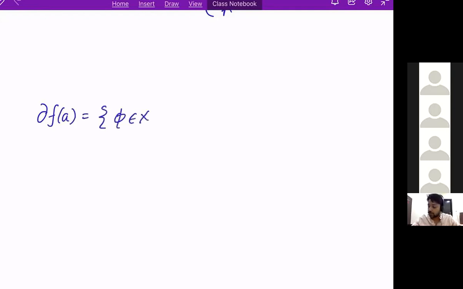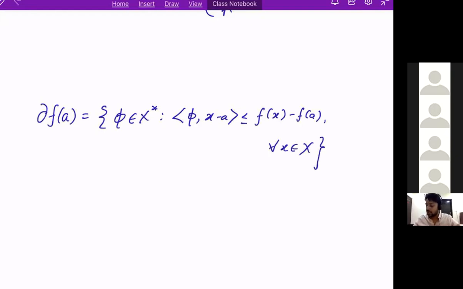So if you recall the definition, it's all phi in X star such that phi evaluated at x minus a is less than or equal to f of x minus f of a for all x in X. So this set is convex because if you take any phi1, phi2 in this set, it trivially satisfies this condition. And continuity, because continuity guarantees non-emptiness, right?